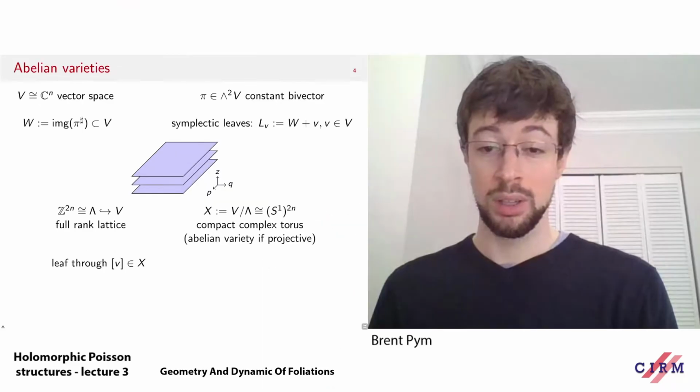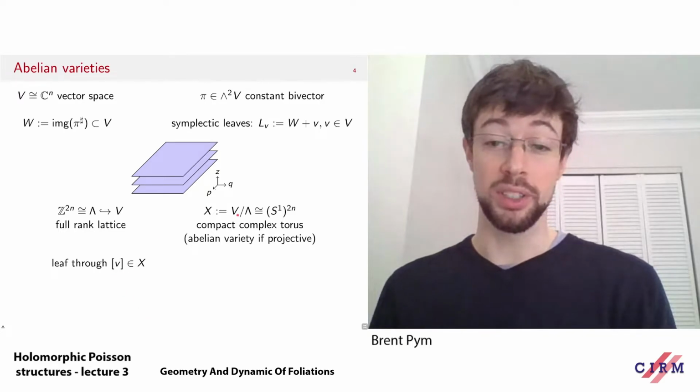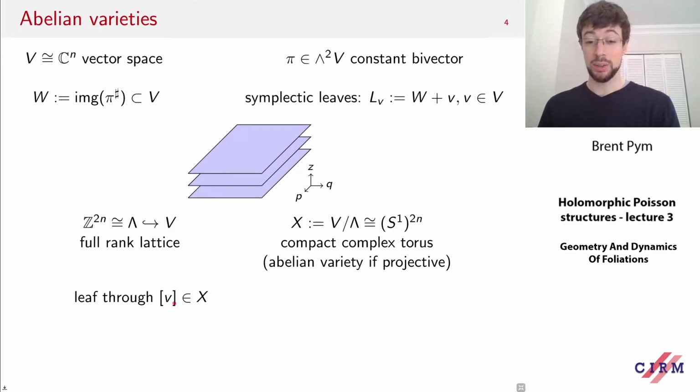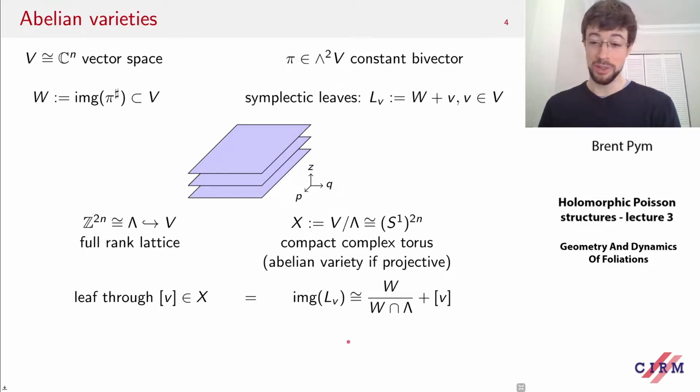And notice that it's always a group because it's the quotient of the additive group V by an additive subgroup Λ. So now we can consider what is the leaf through some point in this quotient V mod Λ. Well, that corresponds to the equivalence class of some element in the vector space. And so all we have to do is take the symplectic leaves up in our vector space and project them down to the quotient. And when we do that, what we'll get is simply given by taking this point in X and translating it by the image of W using the group law on this Abelian variety. So when you use the isomorphism theorem, you see that this image is exactly isomorphic to the quotient of W by the intersection of W with the lattice.